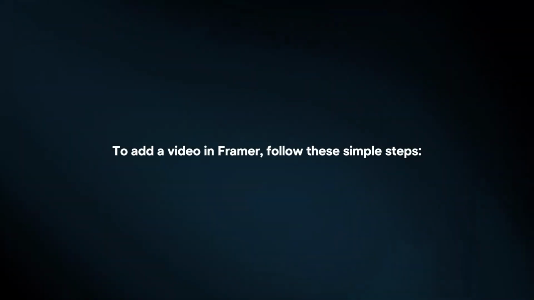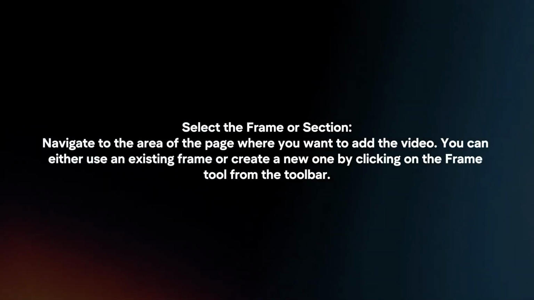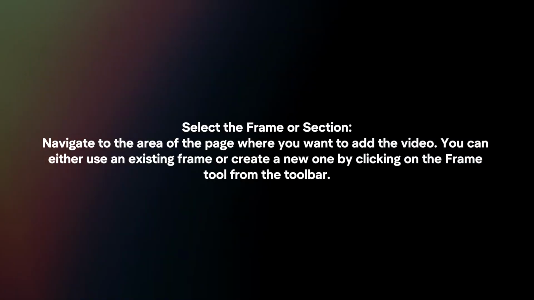To add the video in Framer, follow these simple steps. Open your Framer project. Log into your Framer account and open the project you want to edit. Select the frame or section. Navigate to the area of the page where you want to add the video.